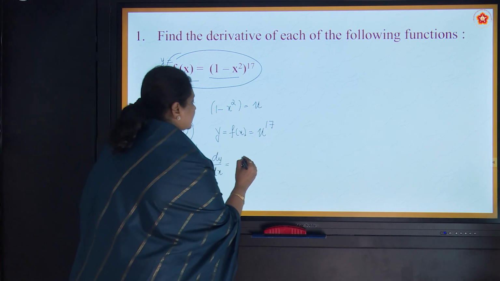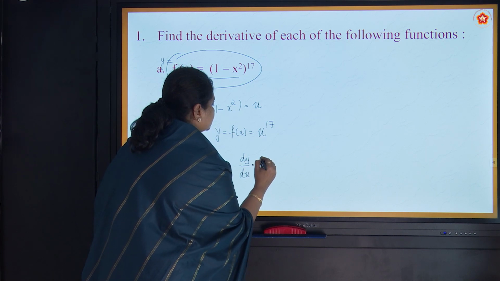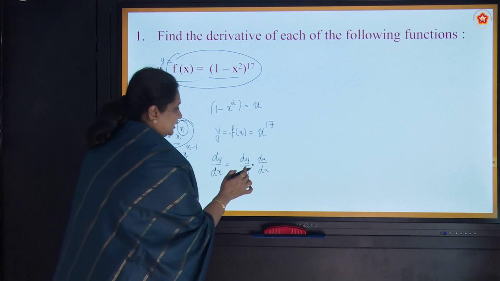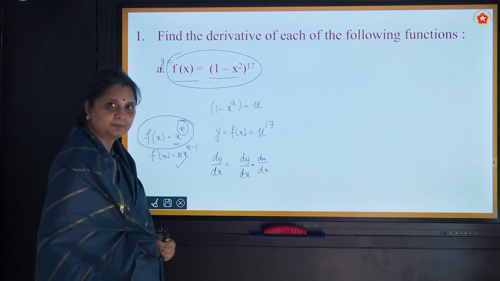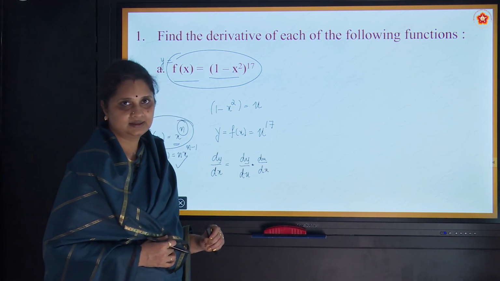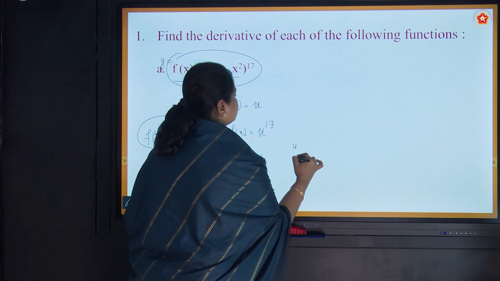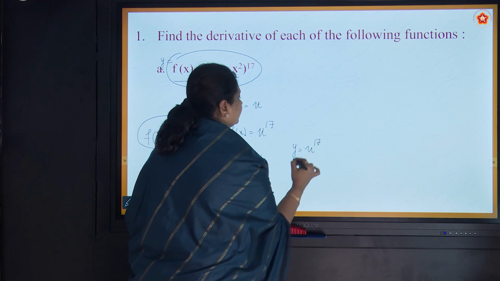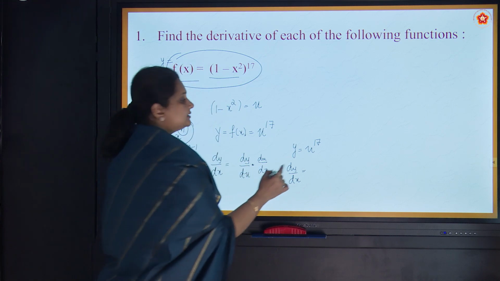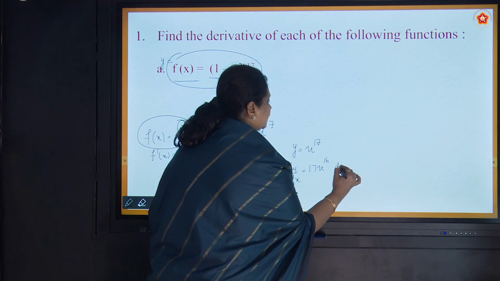So, what I am going to do is, I am going to find dy by du into du by dx. So, what do I get? My du gets cancelled, I get dy by dx. So, my dy by dx is rewritten as dy by du into du by dx. This is called the chain rule. So, my y is equal to u power 17. When I have to find dy by dx, I find dy by du first, that is 17 u to the power 16, and then multiply it by du by dx.